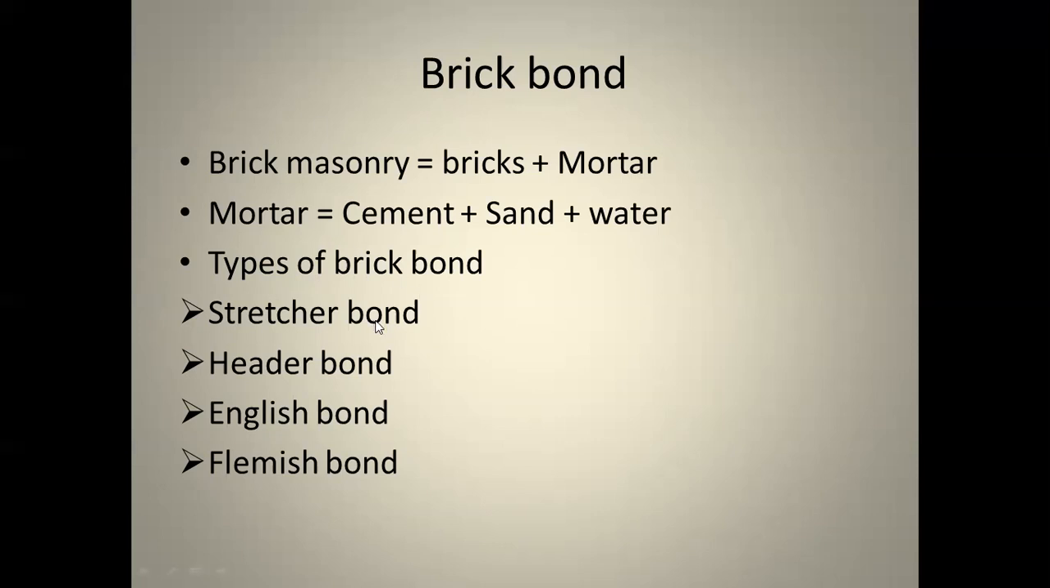So the stretcher bond will not be used for the external wall, because for safety purposes we have to go for a thicker wall on the external side. The stretcher bond will only be used for the internal partition wall, whereas the header, English and Flemish can be used for the external partition wall as well as the internal partition wall. So let's see the stretcher bond.